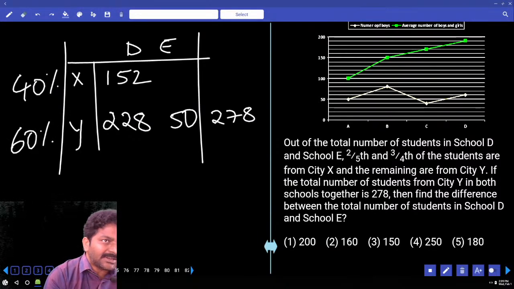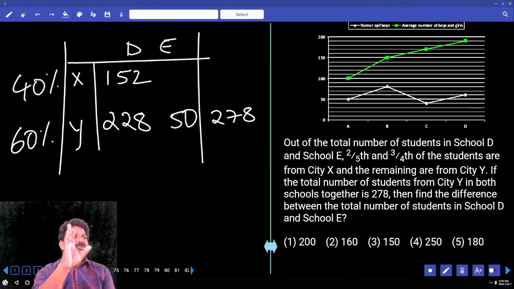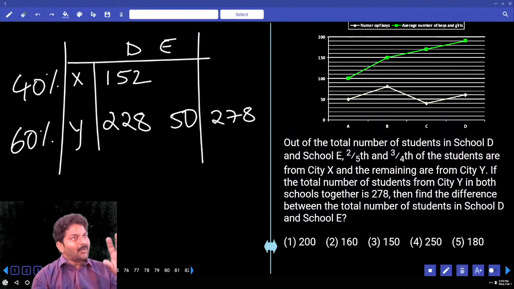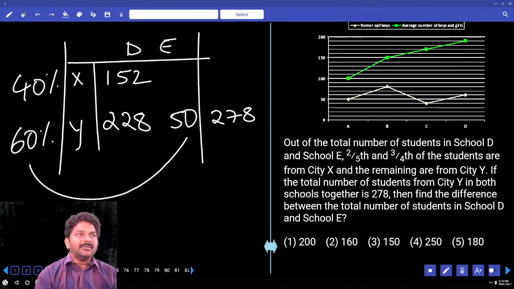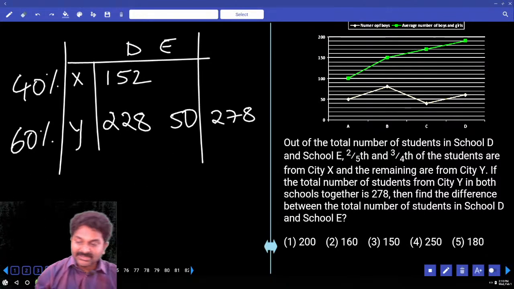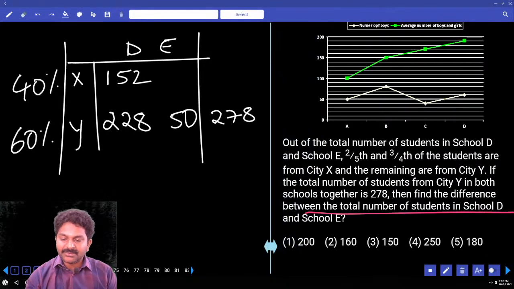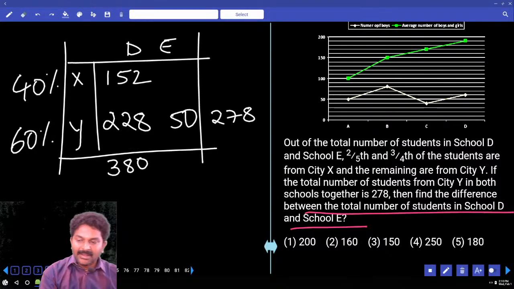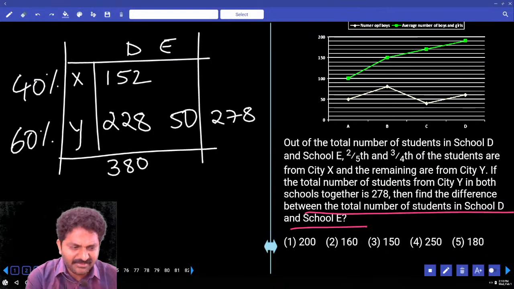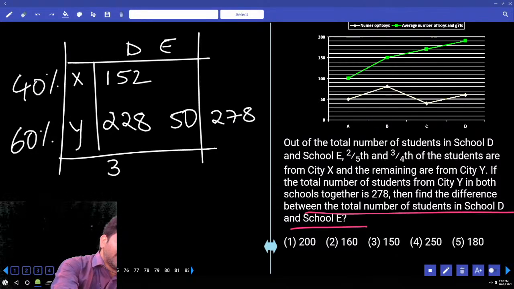2/5 in the sense 40%, right? So I am writing in that way. Is that okay? Whoever are there from school D or E, out of them 40% goes to X. 60% goes to Y. Now 60% is equal to 50. Then the question is the difference between the total number of students from D and E. In D we already know there are 380 people. And now we need to calculate. Something is wrong. We will not get 3/4, right? Yes, I am mistaken.